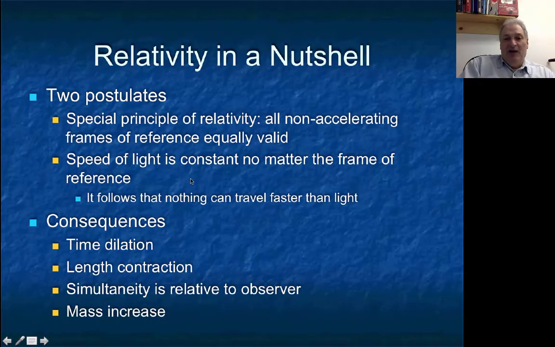But if you apply these two postulates to motion, the consequences are given down below here. There are 3 or 4 that are important. One is time dilation, that is, time for a moving object slows down. The second is length contraction, that is, a moving object moving near the speed of light gets smaller in its direction of motion. The third one, which I didn't mention earlier, is that simultaneity is relative to an observer, so events that are observed to be simultaneous by one observer may not be observed to be simultaneous by a different observer who's moving at high speed relative to that. Then the fourth consequence is mass increase. That is, as objects move faster and faster closer to the speed of light, their mass goes up. That probably deserves a little more discussion.